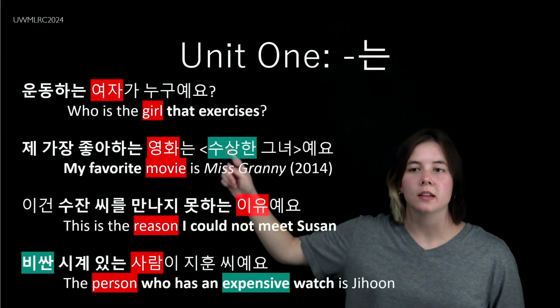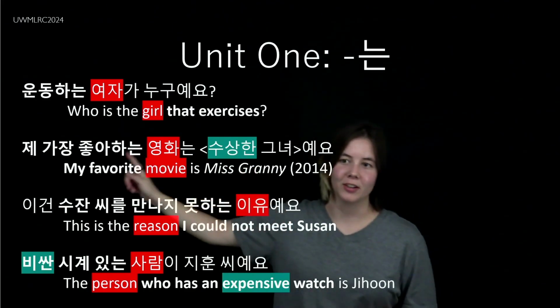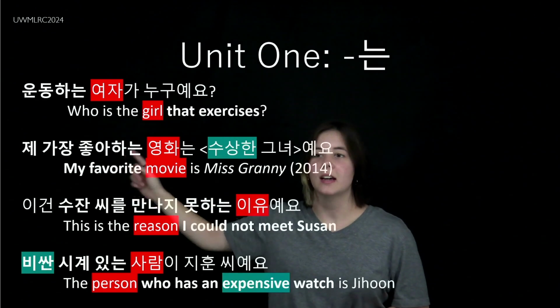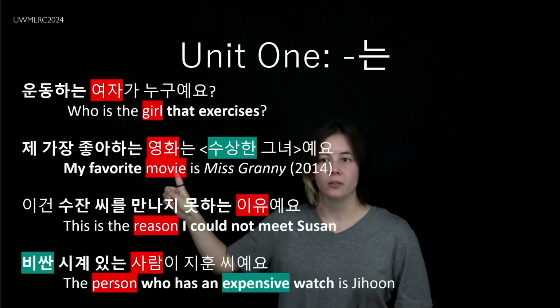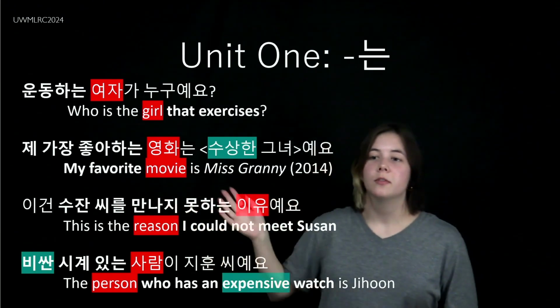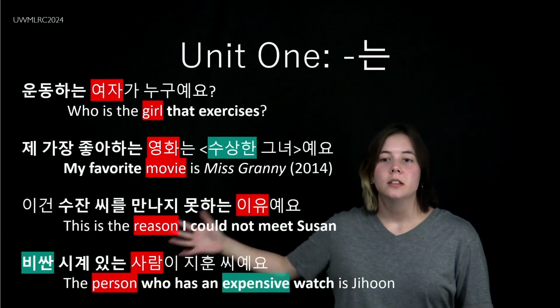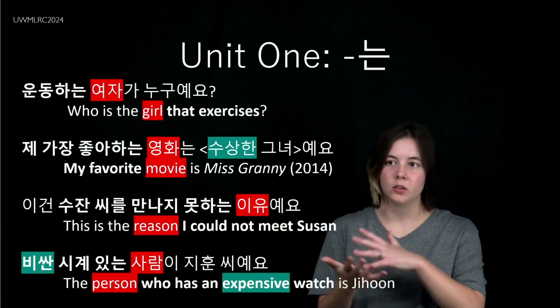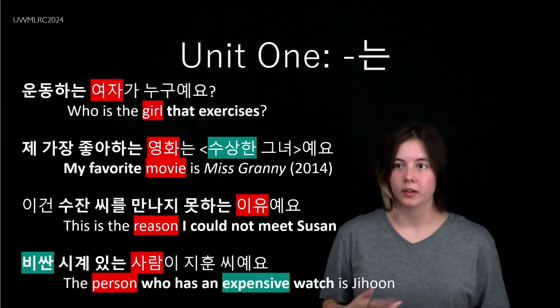And this is adjective modifying form. This is verb modifying form. 제 가장 좋아하는 is the modifying phrase. It's modifying 영화, movie. So, my favorite movie is Miss Granny. 이건 is a contraction of 이것은. So, 이것, this thing, plus topic marker.